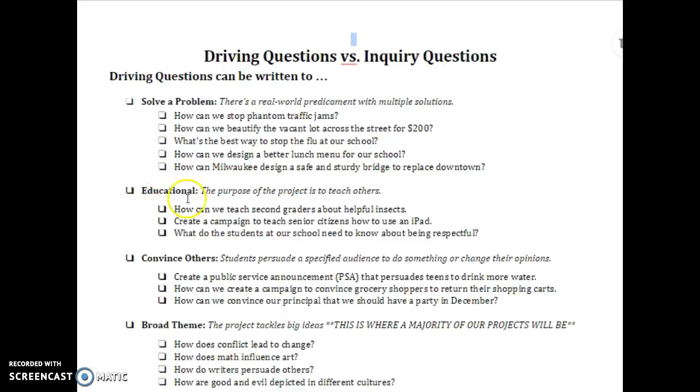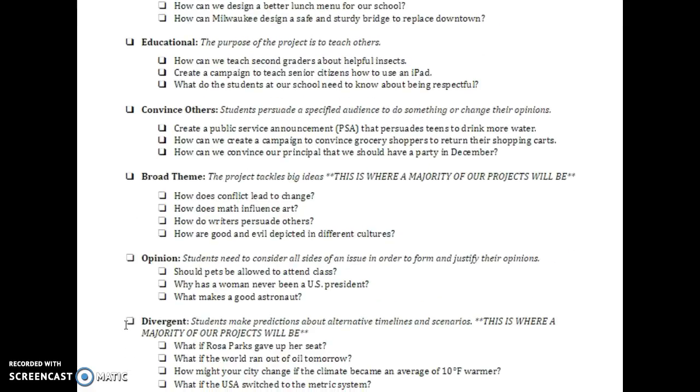They can be educational, convince others. They can be a broad theme, meaning that they encompass a really big idea, and this is where a lot of our projects are going to fall. Then they can also be an opinion question. They can be considered divergent, which is when you're making a prediction about if something wouldn't have happened or if this was implemented, you're making a what if kind of scenario.